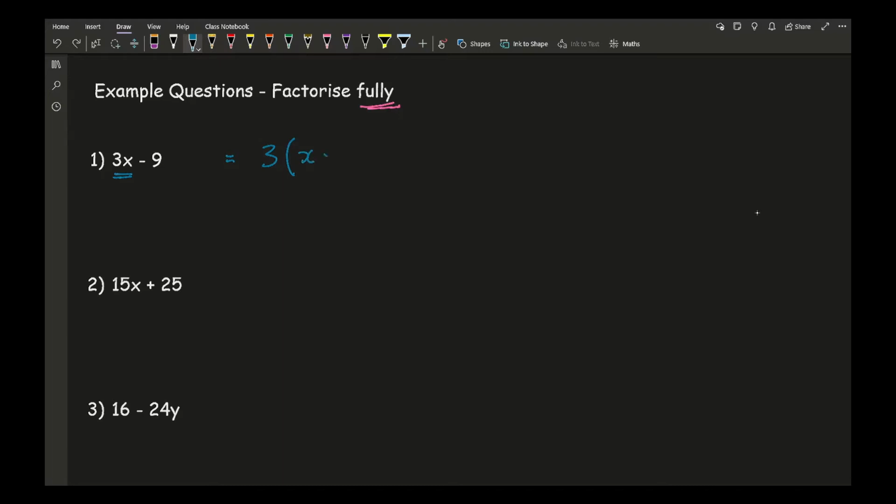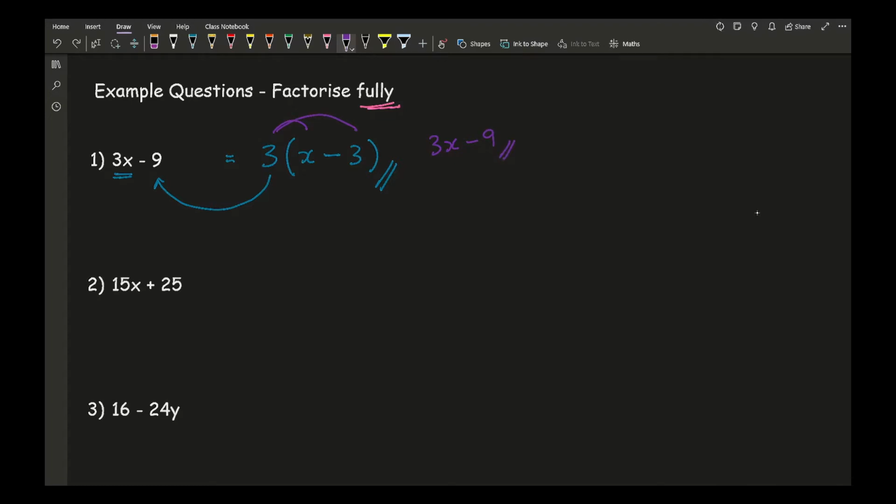Then here I've got a minus, so I get a minus outside. And then what do I need to multiply 3 by to get 9? And that's going to be 3. And there is my final answer. Now again, if I wanted to check, I could always expand the brackets by using my loop. So I've got 3 times x, which is 3x, minus, and then I've got 3 times 3, which is 9. And there is my final answer.